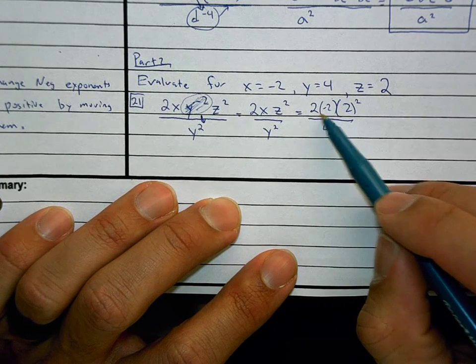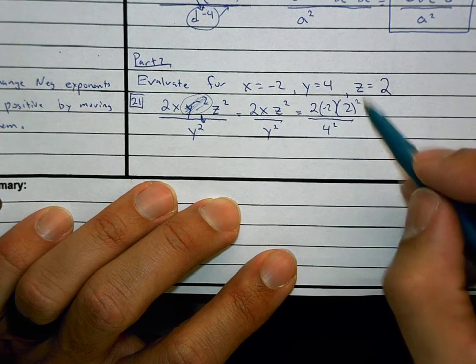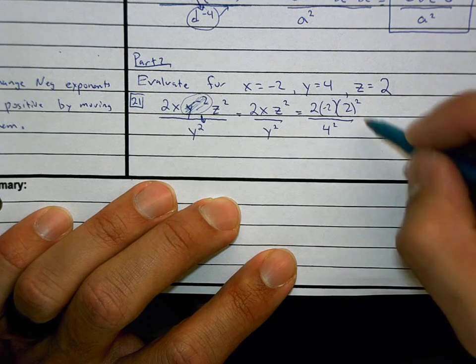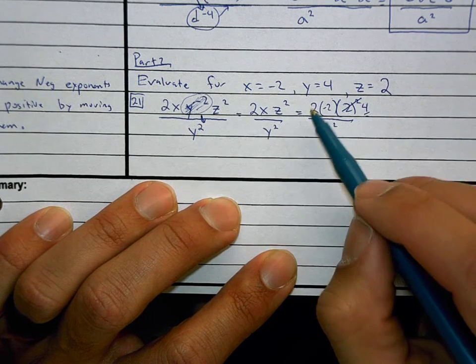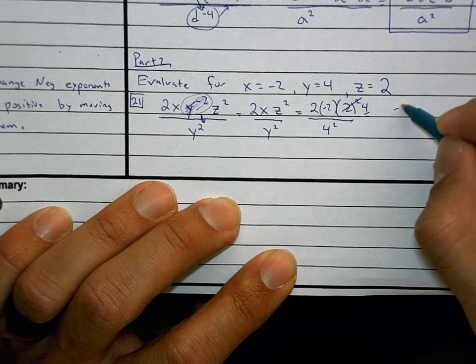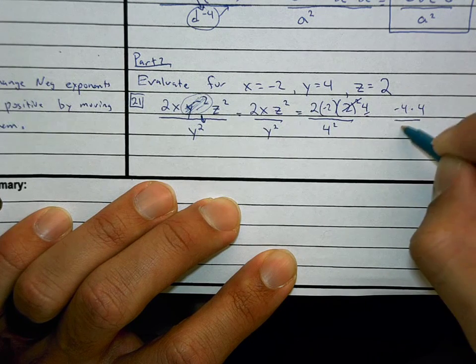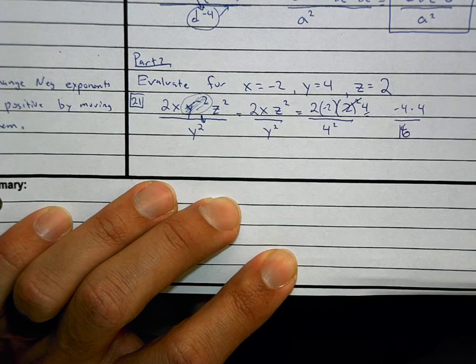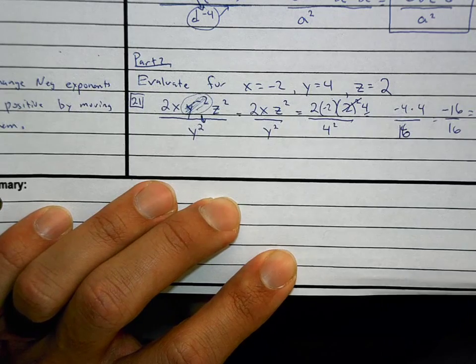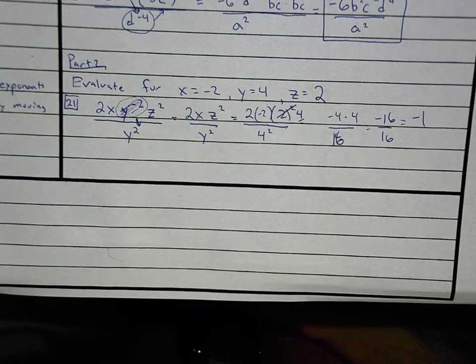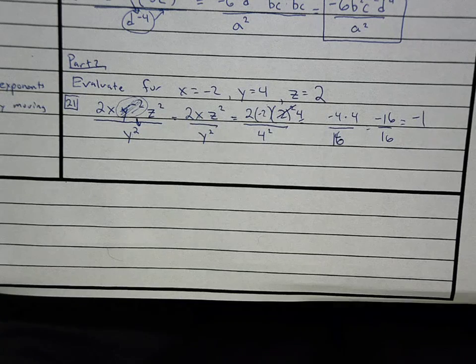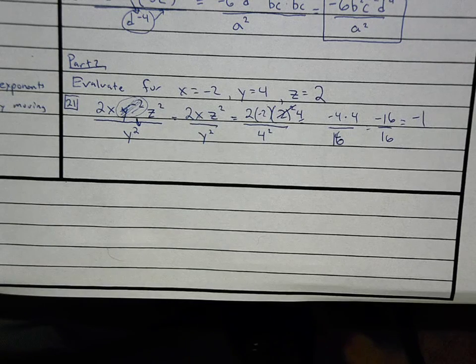2 times negative 2. Well, I have to do exponents first. I have to square this. So what I like to do is just do it piece by piece. I go like this and then make it a 4. 2 times negative 2 is negative 4, times 4 over 4 squared, which I know is 16. And that's negative 16 over 16, which is negative 1. This is as hard as it gets.